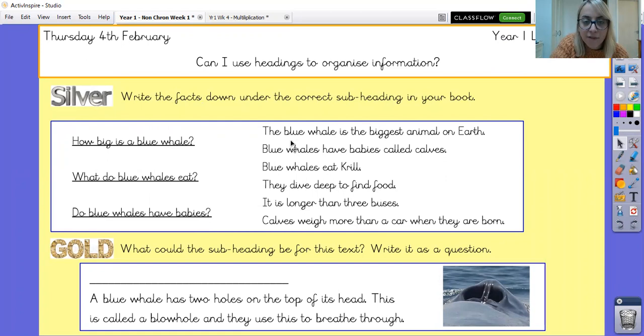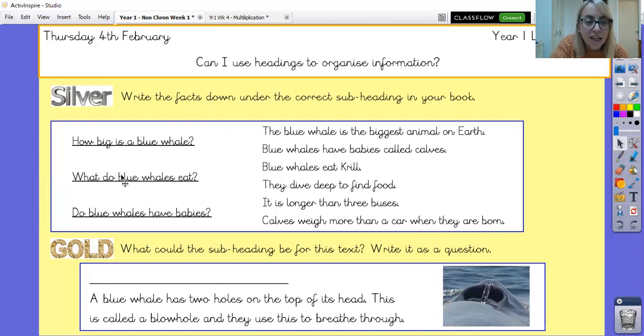So the facts that I have are the blue whale is the biggest animal on Earth. Blue whales have babies called calves. Blue whales eat krill. They dive deep to find food. It is longer than 3 buses. And calves weigh more than a car when they are born. Okay, so those are my 6 facts. And these are all jumbled up. Okay, they're not in an organised way. And we want to organise them by putting them under the correct subheading.